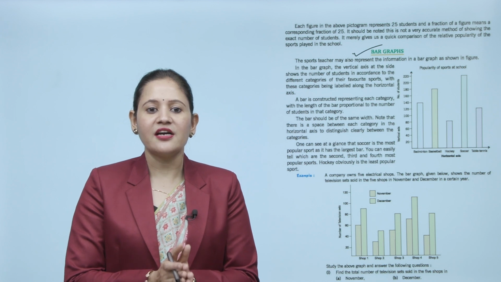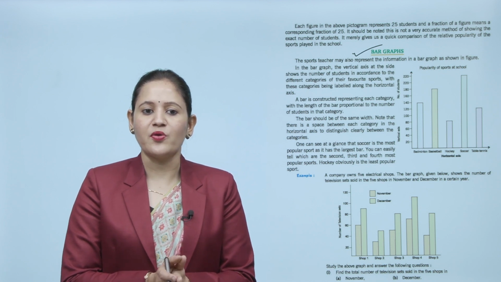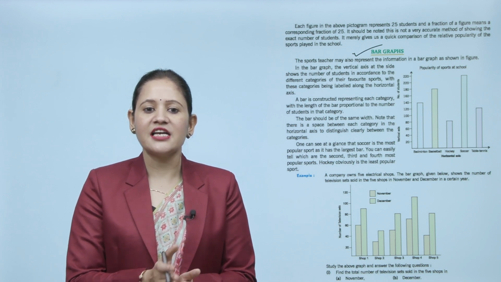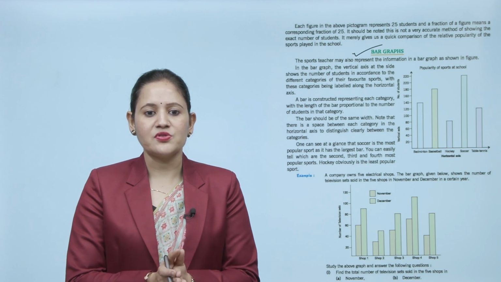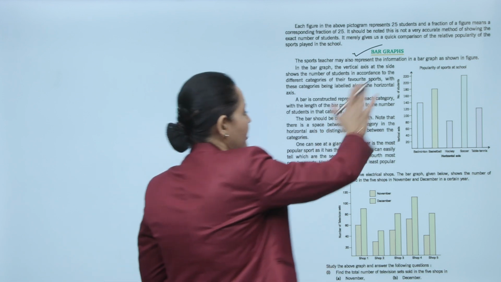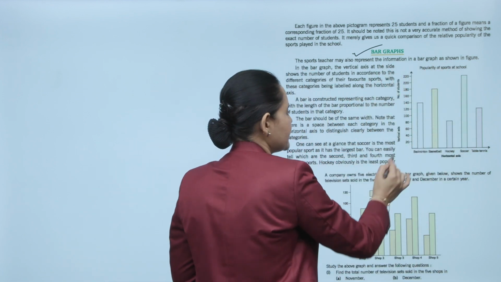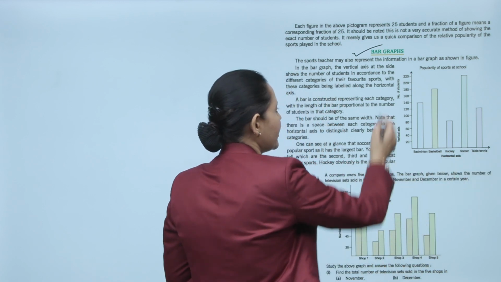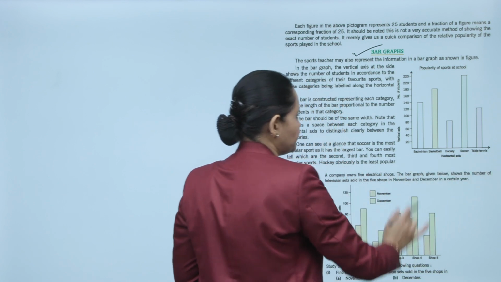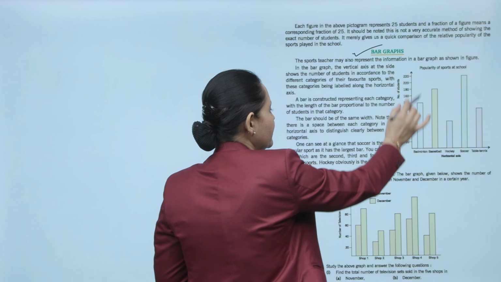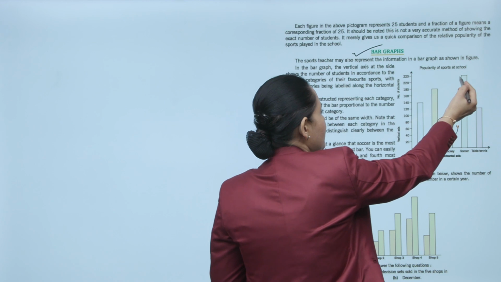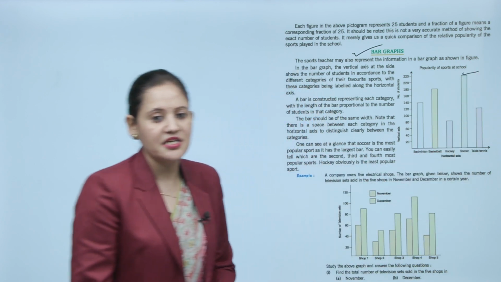One can see at a glance that soccer is the most popular sport as it has the largest bar. You can easily tell which are the second, third and fourth most popular sports. Hockey obviously is the least popular sport. So here a bar graph is given. This is the vertical axis and this is the horizontal axis. The vertical axis shows the number of students and the horizontal axis is showing the sports. So by the bar of the given sports, you can easily tell which is the most popular sport. So here soccer or football is the most popular sport.